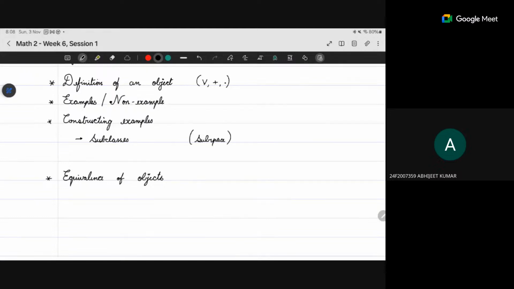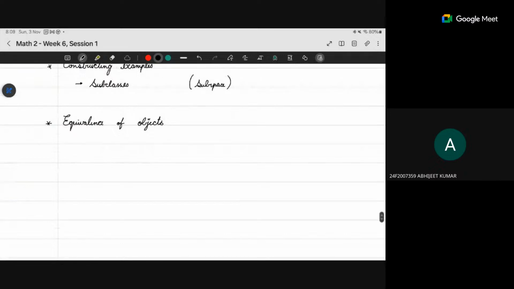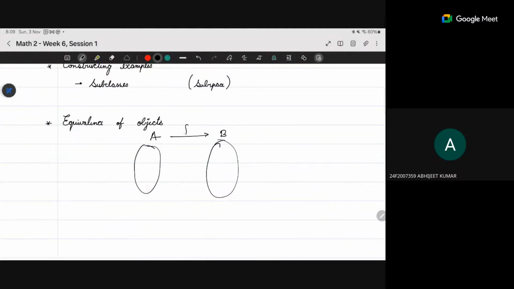Now, what is equivalence of objects? In the context of just sets, for example, when do you say one set is the same as another set? That is when there is a bijection between those two sets, that is a 1-1 and onto mapping. I hope you know what a 1-1 and onto mapping is. So if I have, let's say, two sets A and B, when do I say that there is a bijection between them? Suppose I have a map between them, which is given by f.